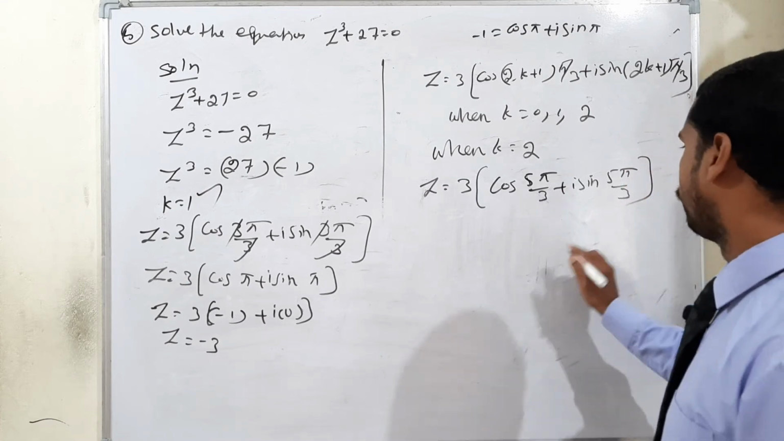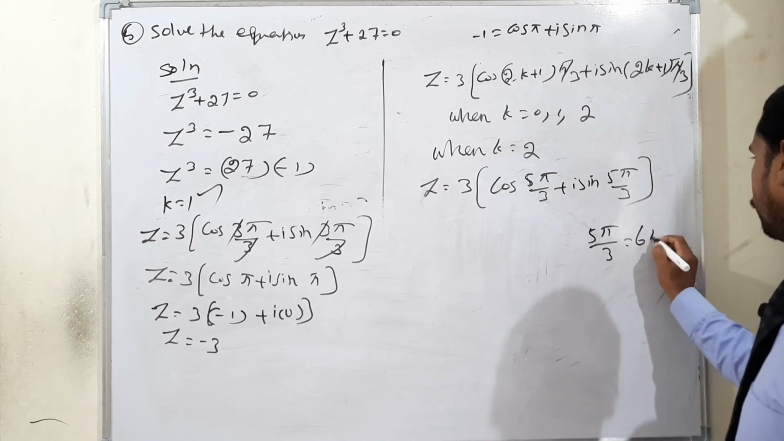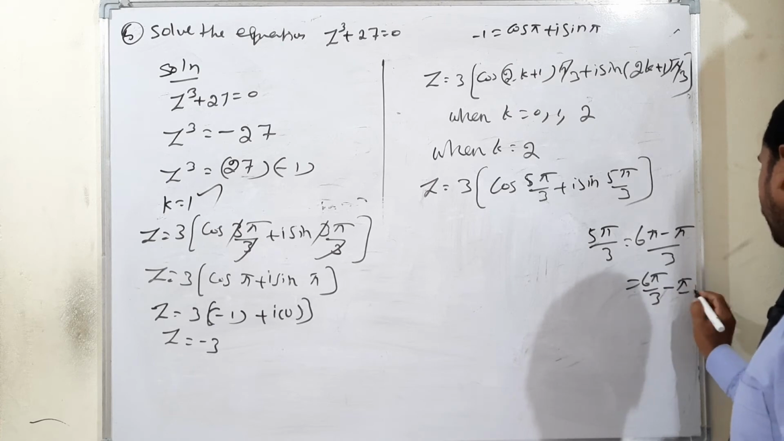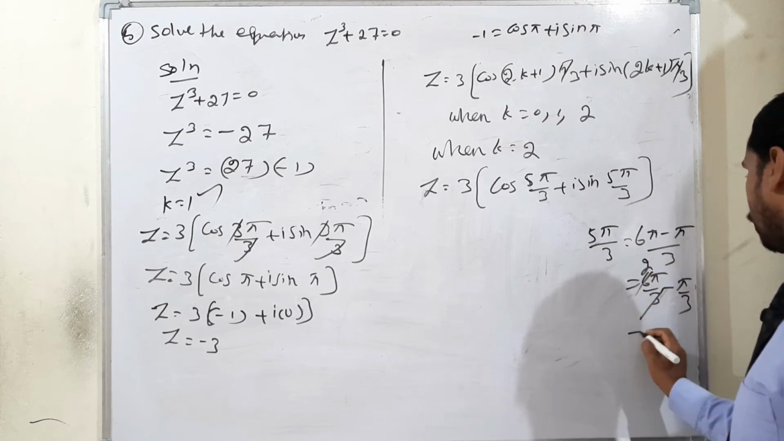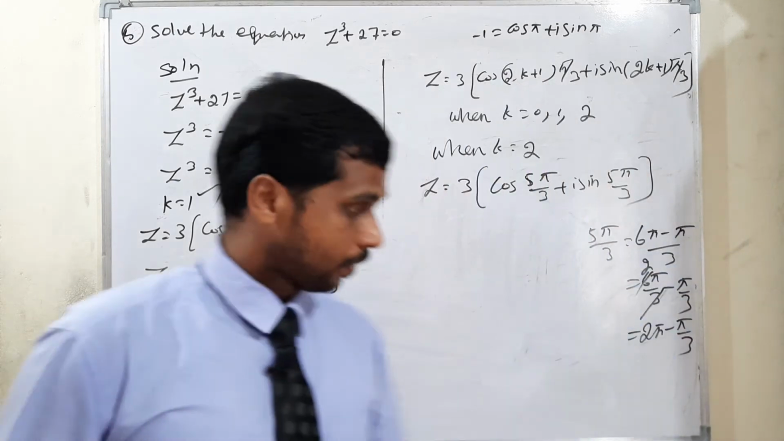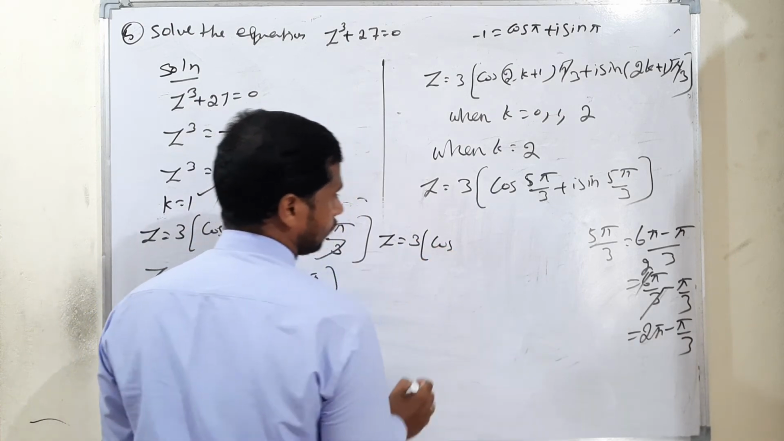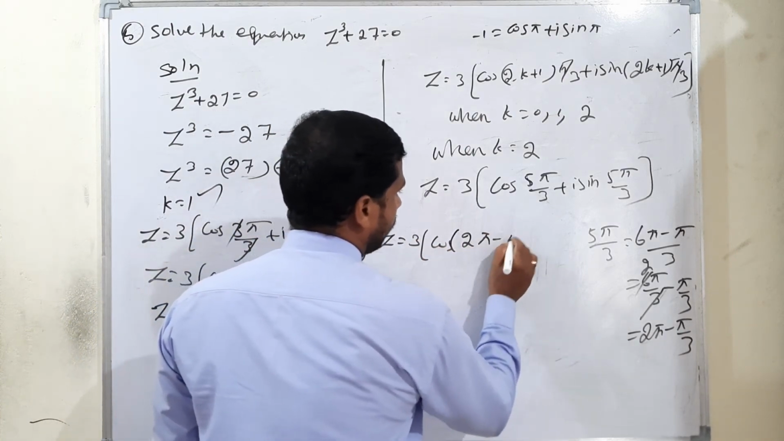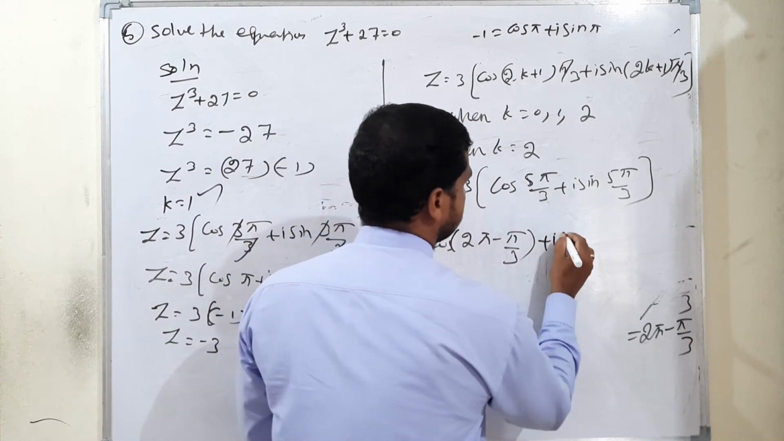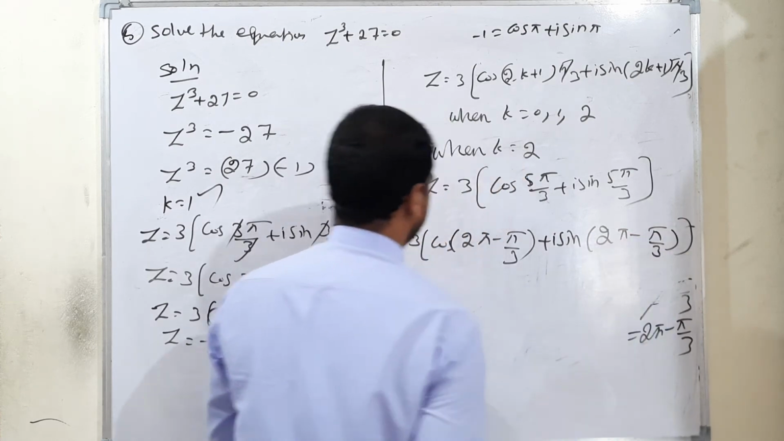So now how to expand the value? 5 pi by 3 means 6 pi, no? 6 pi minus 5 by 3. 6 pi means 6 pi by 3 minus 5 pi by 3. So 6 and 3 cancel, true. Therefore the answer will be 2 pi minus pi by 3. So now how to rearrange it? So z is equal to 3 into cos 2 pi minus pi by 3 plus i sin 2 pi minus pi by 3.